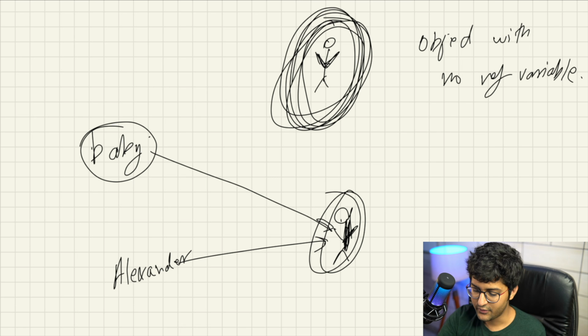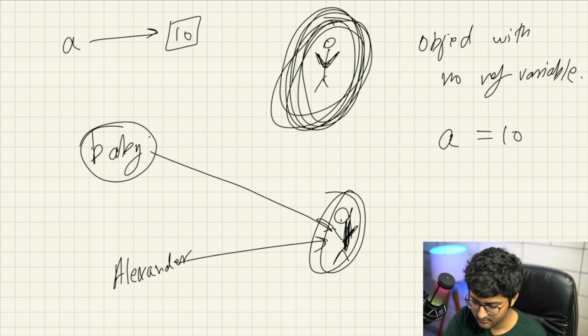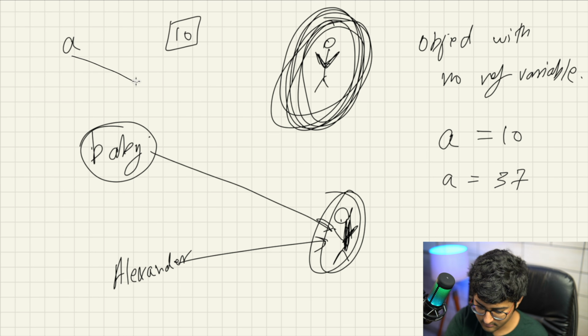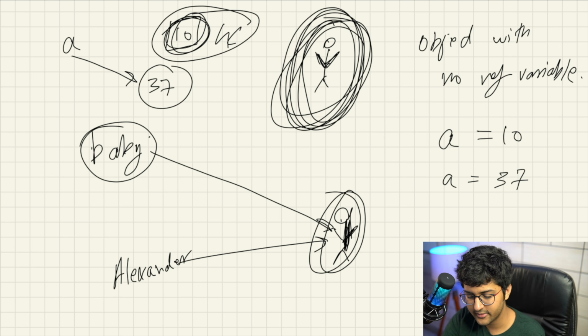Okay, so if you're doing something like a is equal to 10, this basically means a is pointing to an object 10. Then you say a is equal to 37. Now a will be pointing towards 37. Okay, what happens to this 10? No one is pointing to 10. Garbage collection will come and remove it.